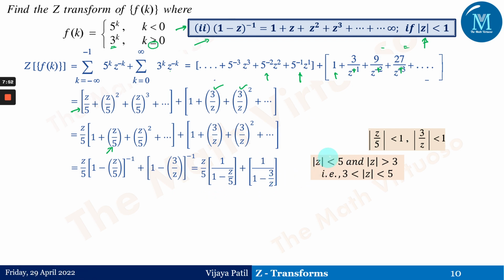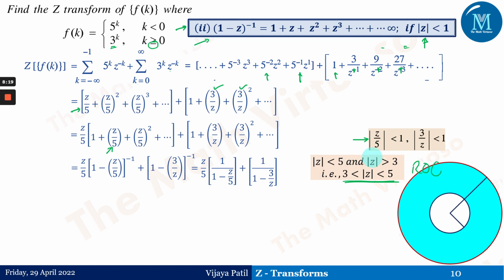And because of this particular condition, mod of z by 5 less than 1 can be written as mod of z less than 5, and mod of 3 by z less than 1 can be written as mod of z greater than 3. If we combine these two conditions, we get one condition: 3 is less than mod of z is less than 5, which is known as the ROC, region of convergence, which we have already discussed. Let me just explain again the region of convergence.